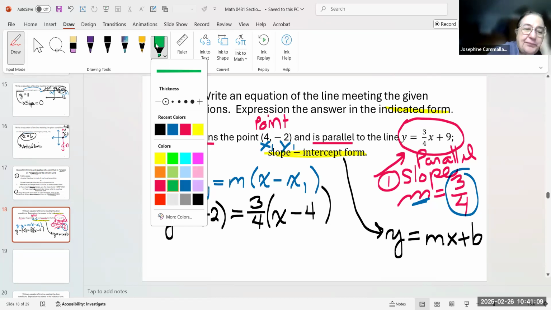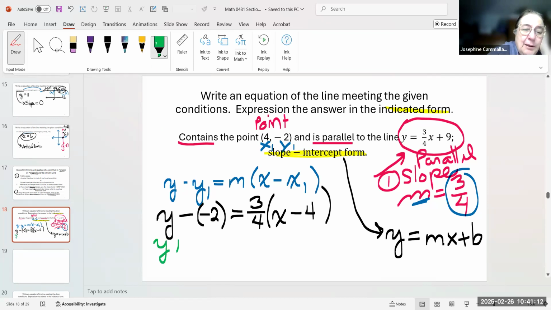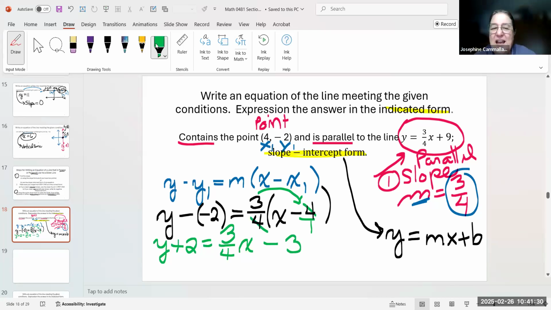Well, let's distribute. y + 2 = 3/4 x. Now, when I multiply these two together, because remember I'm distributing, these 4s are going to cancel. Oh, isn't this nice? I don't have to worry about fractions. But I do have to take this +2 and this -3 and put them together. They are going to be my b term. Well, let's look at the next slide.